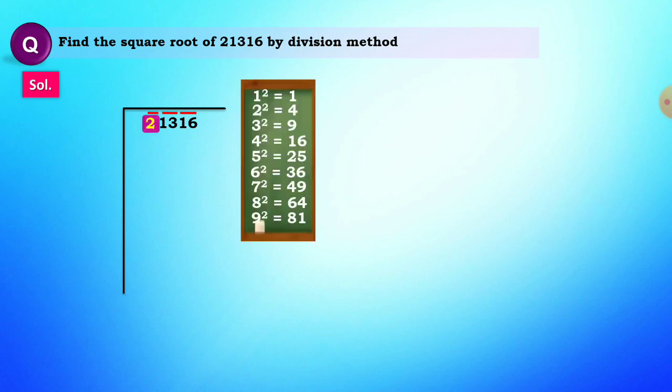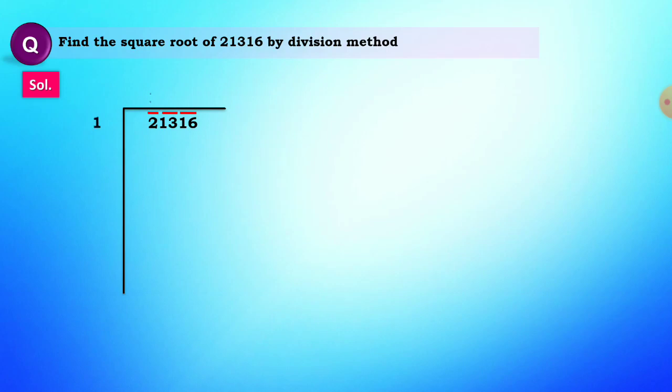So here students, if I observe the square numbers, we have only 1 square, which is equal to 1, which is just less than 2. So we will write 1 as the quotient, and below 2 we will write 1. Our next step is to subtract. So 2 minus 1 students will give you 1. Now we will take the 13 down, so it will be 113, and we will multiply the quotient by 2.